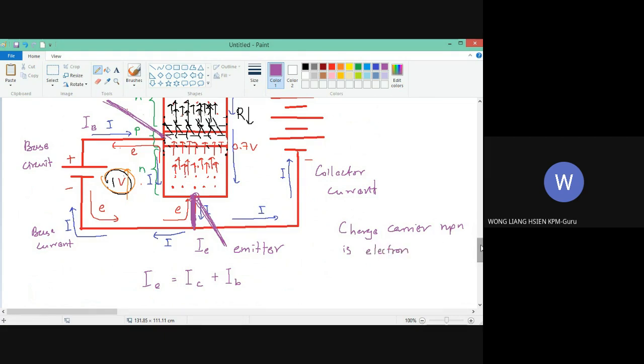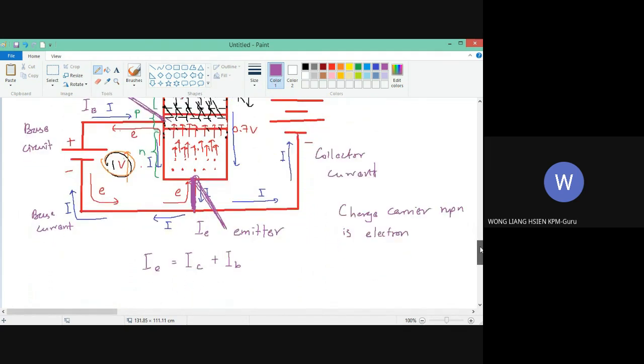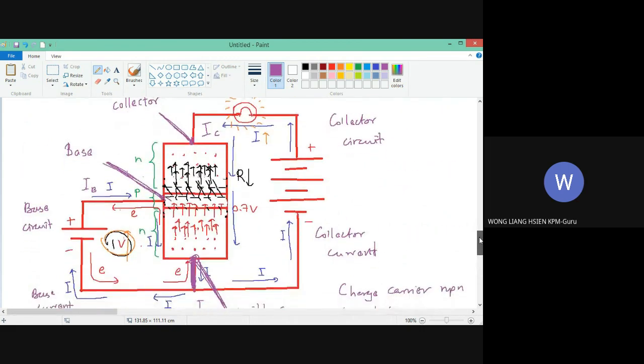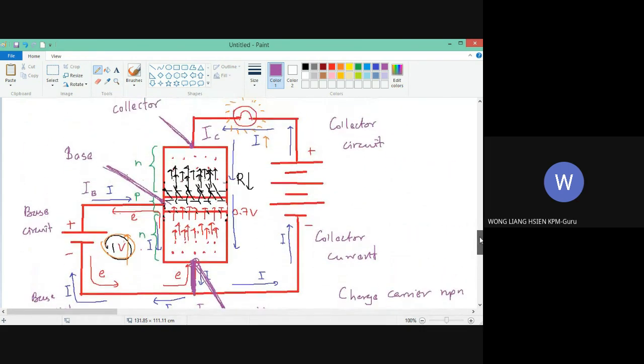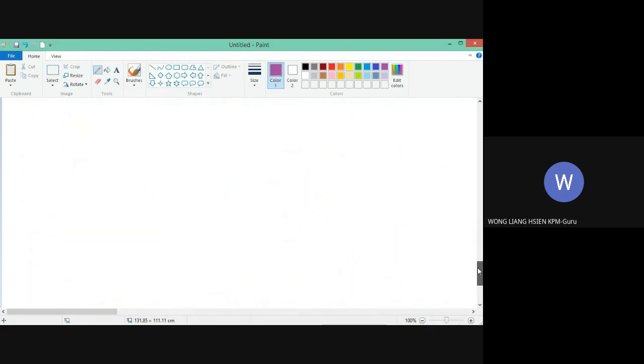Okay, next we want to talk about the PNP transistor. Although it's different, PNP, actually the concept is still the same. The concept is the same. So let's look at the PNP transistor.